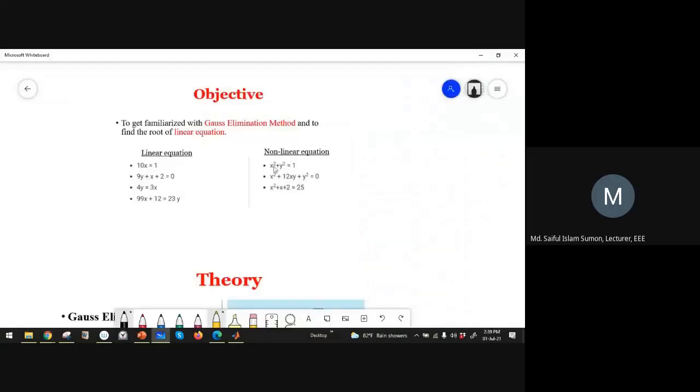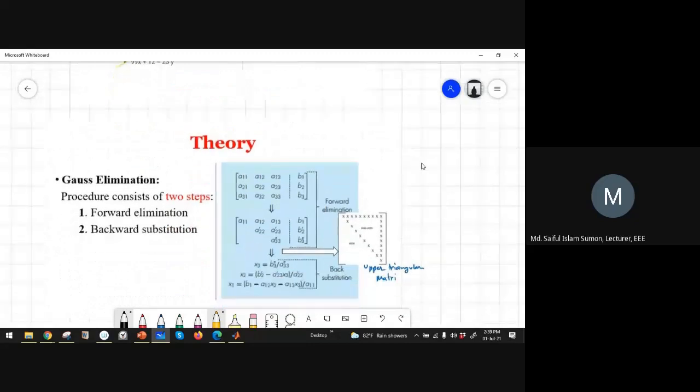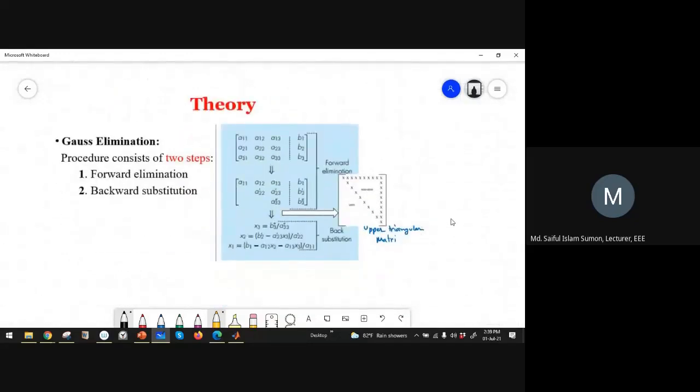As you know everything, a few linear equations examples are given. Linear equations solutions can be found using our Gauss elimination method. In this method, two main steps are there: one is forward elimination, another is backward substitution.